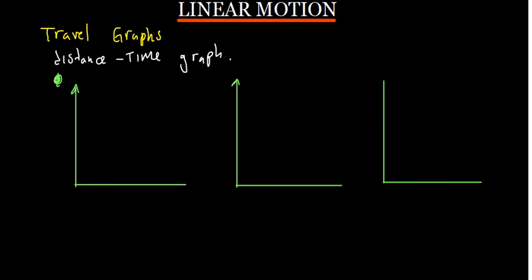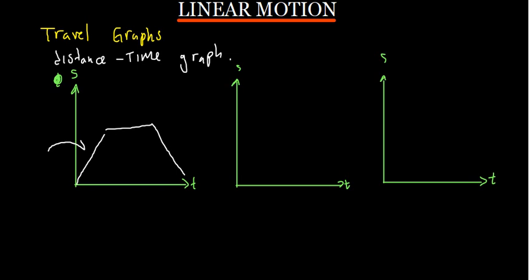Why have I put this? Here you have got distance, and here you have got time. Now, when you have got motion like this, you have something that goes like that, and then it comes like this, and then it comes like this. Now remember, this is distance, and this is time.